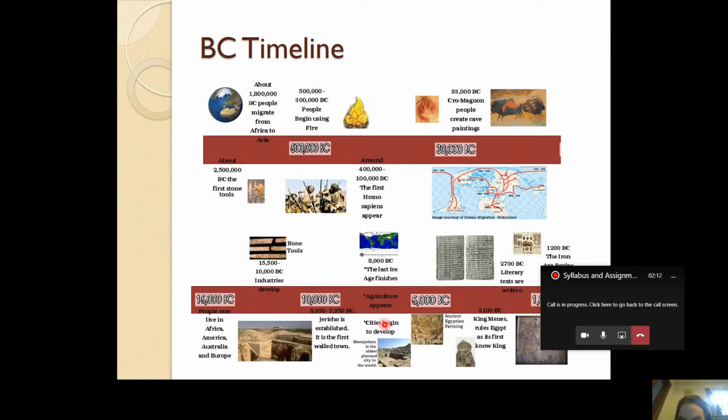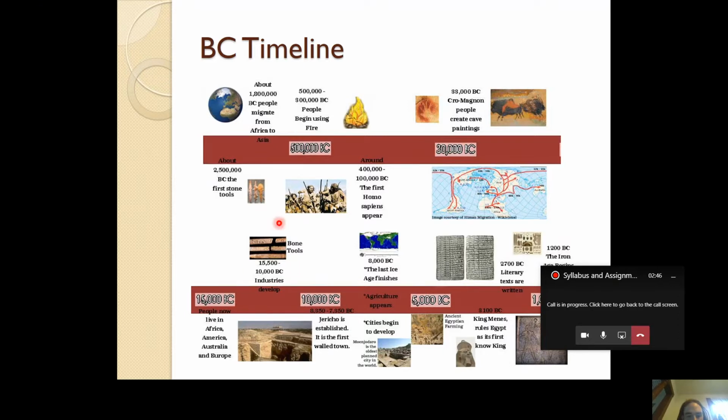Does it talk about the first cities beginning to develop? Agriculture appears. Mohenjo-daro is the oldest planned city in the world. Arguable at best. I have a different oldest city at the end of this, so we'll see who's right. So we just covered about 2 million years of human history last time in 20 minutes. Real nice, real concise, covering everything we need to know.